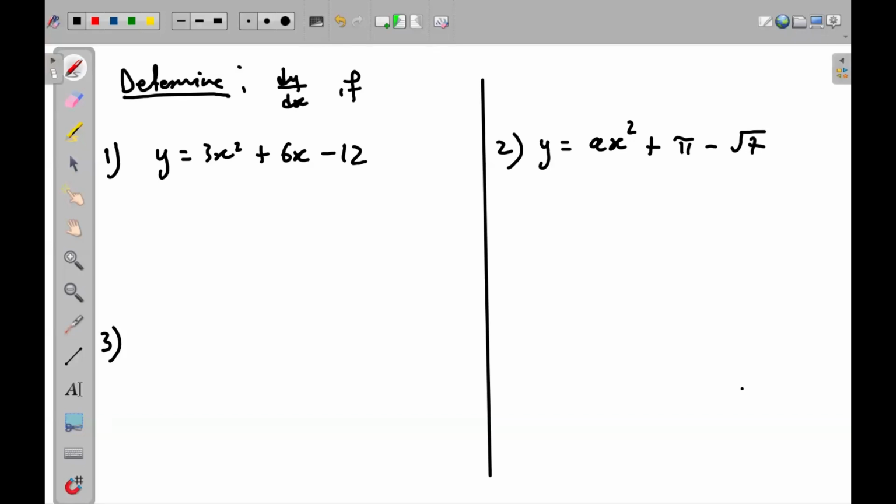Number three, I would want you to also find dy dx, given that y is equal to x to the 6 minus 3 over x plus 2 over 5x. Well, I want the radical here, so let's hold the square root here, x to the 5 still. Let me give you these three.